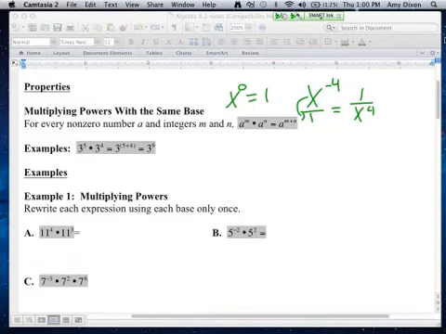Okay, the third property we're going to learn right now is with multiplying. If you multiply two powers that have the same base, this is what happens. Here's an example: 3 to the 5th power times 3 to the 4th power. They have the same base. So what you do to multiply them is you actually add their exponents. So 3 to the 5th times 3 to the 4th becomes 3 to the 9th. So you keep the same base and you add the exponents. That's the property that you're learning for today. Okay? So let's look at some examples on how to do that.